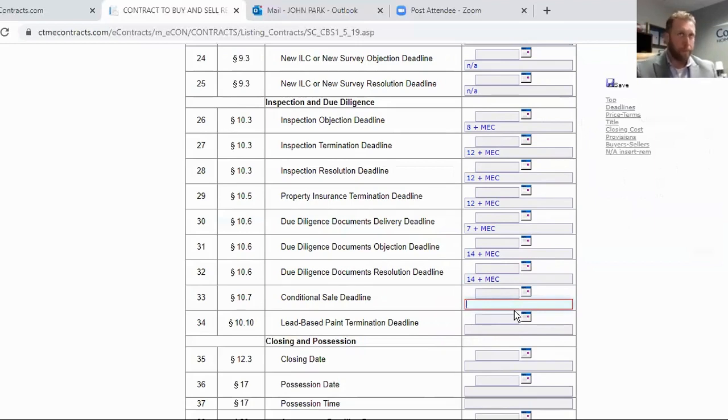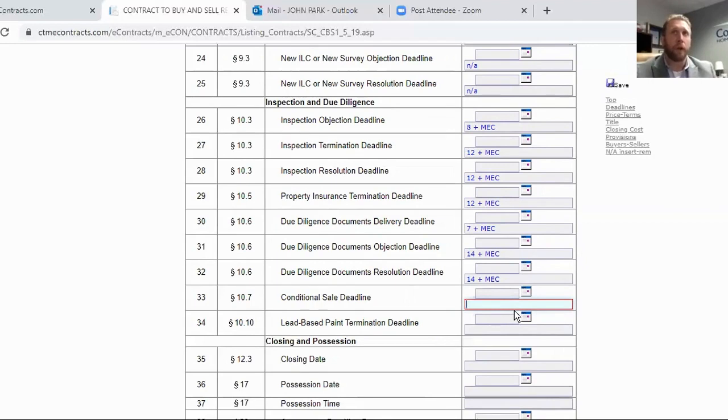I'm just really looking for supporting documentation for things like solar leases and permits pulled and warranties and things like that. Okay, so conditional sale deadline. So what do you do here if you have a house to sell? Well, ultimately, I would probably put in the closing date of the subject property or of the conditional property.